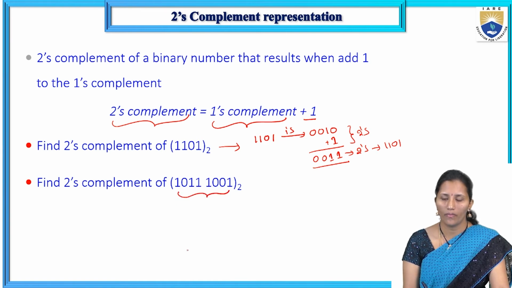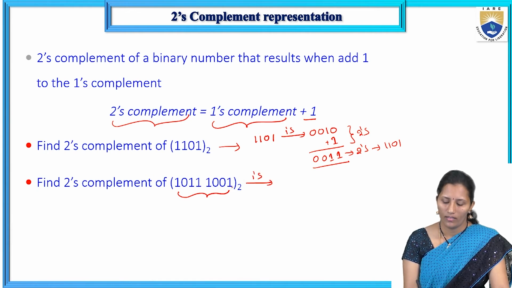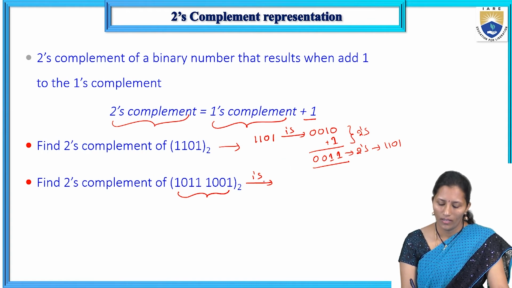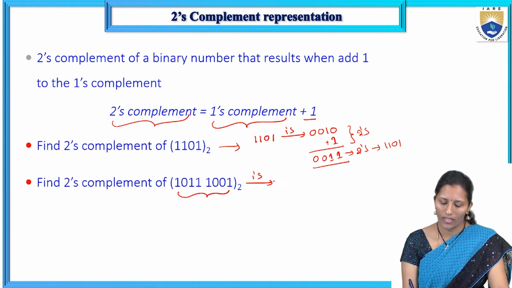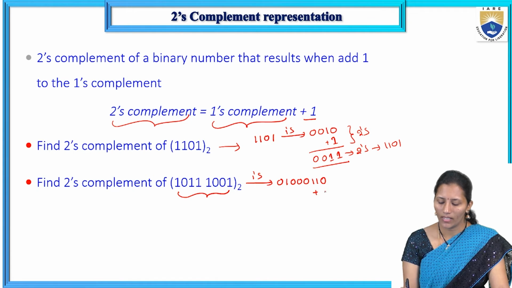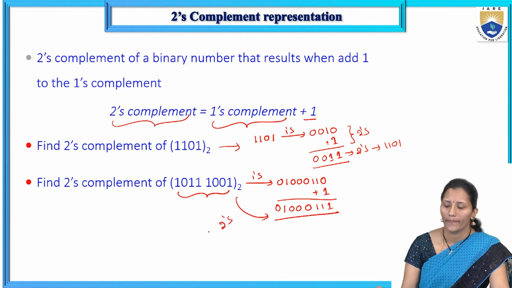Now the 2's complement of this other number. First we have to perform the 1's complement. So what is the 1's complement of this number? 1 will become 0, 0 will become 1. So just the complement of each digit: 0 1 0 0 0 1 1 0. The 1's complement plus 1 is the 2's complement. So 0 plus 1 is 1, and we get 0 1 0 0 0 1 1 1. This is the 2's complement of this number. Okay.